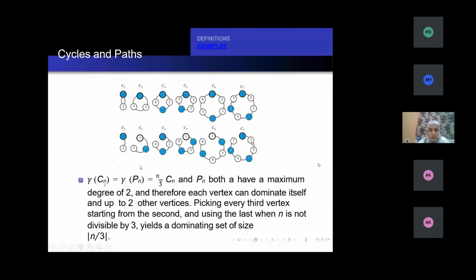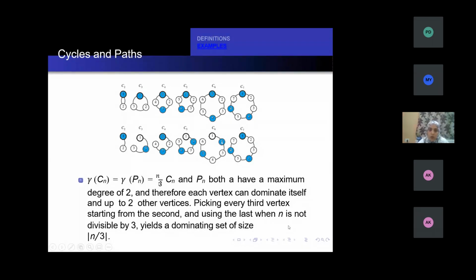So if you can see, this is just a basic theorem, the first fundamental theorem we can also say. So gamma of Cn, take any of these cycles. Suppose we take C6, gamma of C6. How many domination number do we have in this? 2. So here gamma of C6 is 2. Whereas gamma of Pn, if we take P6, then again for path 6 we have gamma as 2. So domination number for both will be the same.